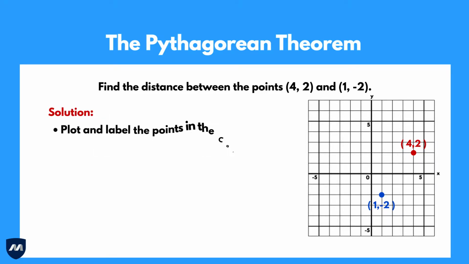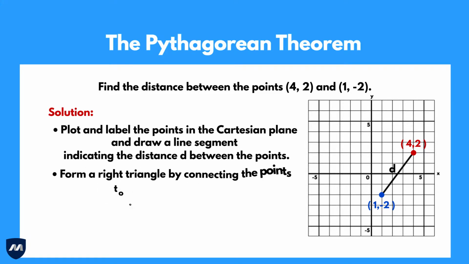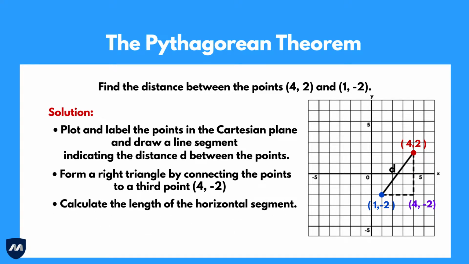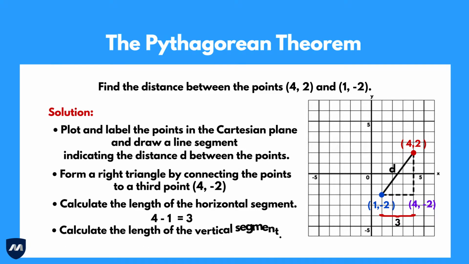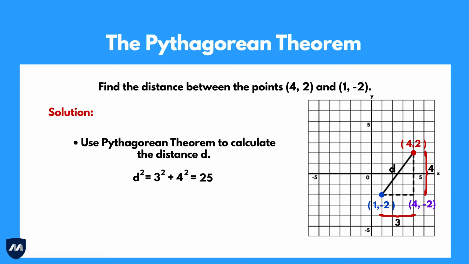Solution: plot and label the points in the Cartesian plane and draw a line segment indicating the distance d between the points. Form a right triangle by connecting the points to a third point, (4, -2). Calculate the length of the horizontal segment. 4 minus 1 is equal to 3. Calculate the length of the vertical segment. 2 minus -2 is equal to 4. Use the Pythagorean theorem to calculate the distance d. d squared is equal to 3 squared plus 4 squared equals 25. d is equal to 5.